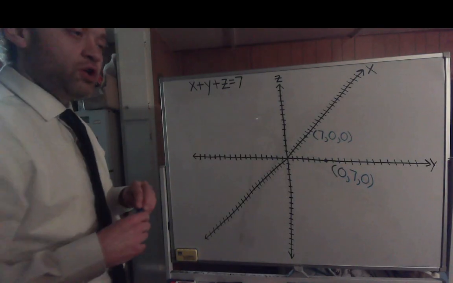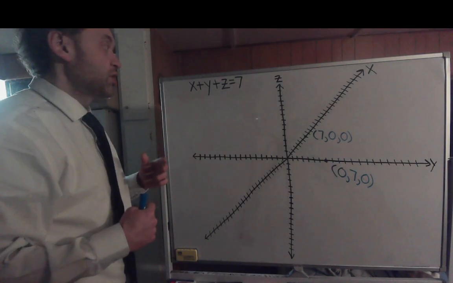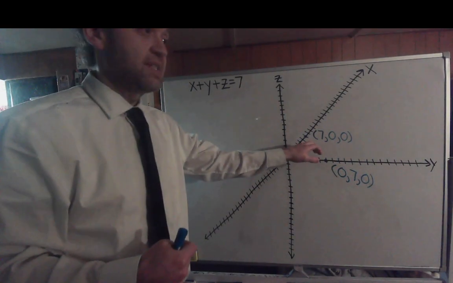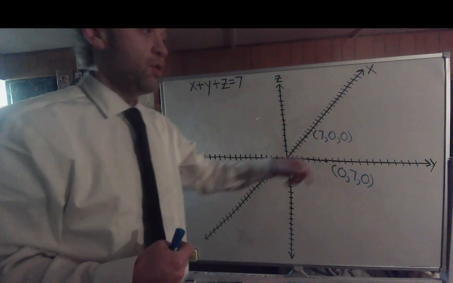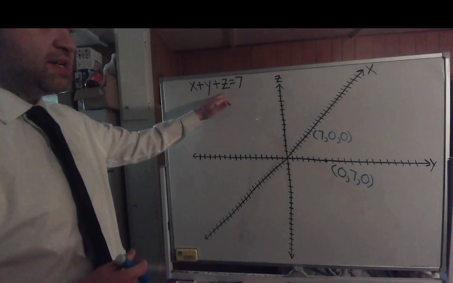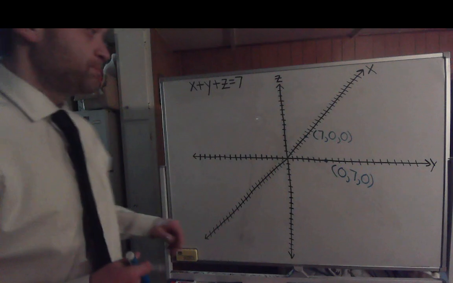Because as you know, an intercept is where it crosses that particular axis. Your x-intercept crosses the x-axis at 7, 0, 0. If this were just an ordered pair, it'd be 7, 0. Well, in the z dimension, the z is also 0.